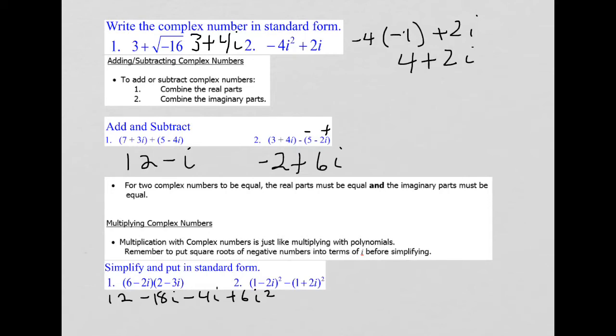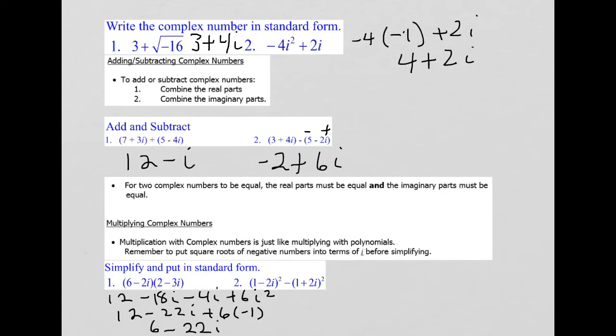That becomes 12 minus 22i plus 6 times negative 1. Well, 12 and negative 6 is 6, so that's 6 minus 22i. And there's my final answer, completely simplified.